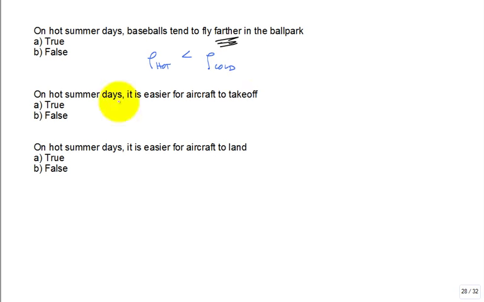On a hot summer day, it's easier for aircraft to take off. False. It's not easier. If it's a hot day on the tarmac in summer versus winter, the aircraft is going to have to go faster. True? Okay, I'll do this one for a clicker: on hot summer days, it is easier for aircraft to land. Well, this is your call.